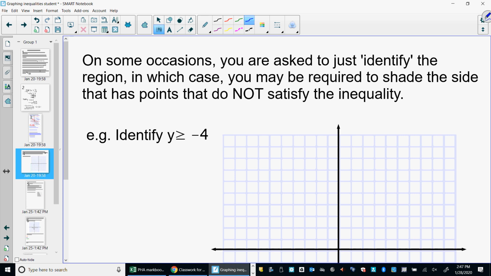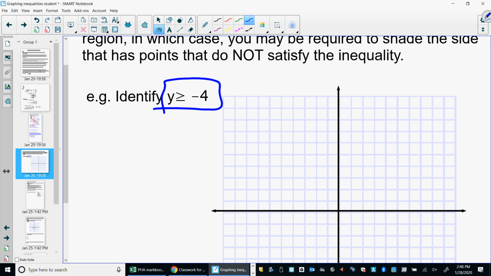Okay, now some occasions you're asked to identify the region, so you may be required to shade or not shade. So just be aware. Now, remember if there's just a Y and a number, you've got to decide is it a vertical or horizontal line. So when it's a Y and a number, what kind of line is it? Horizontal. It is horizontal.